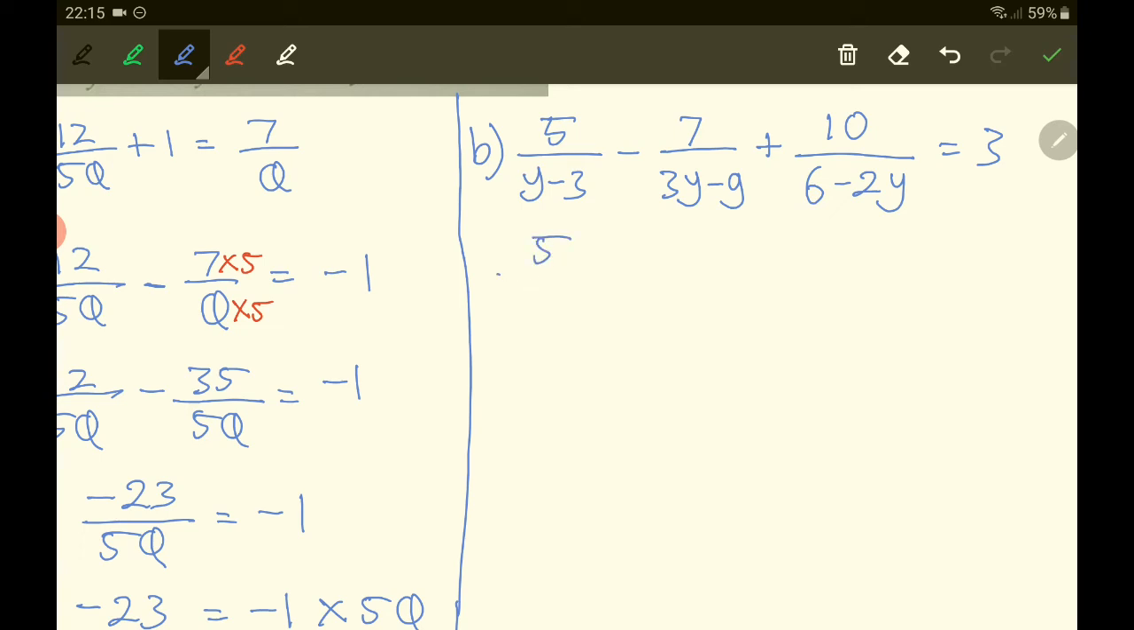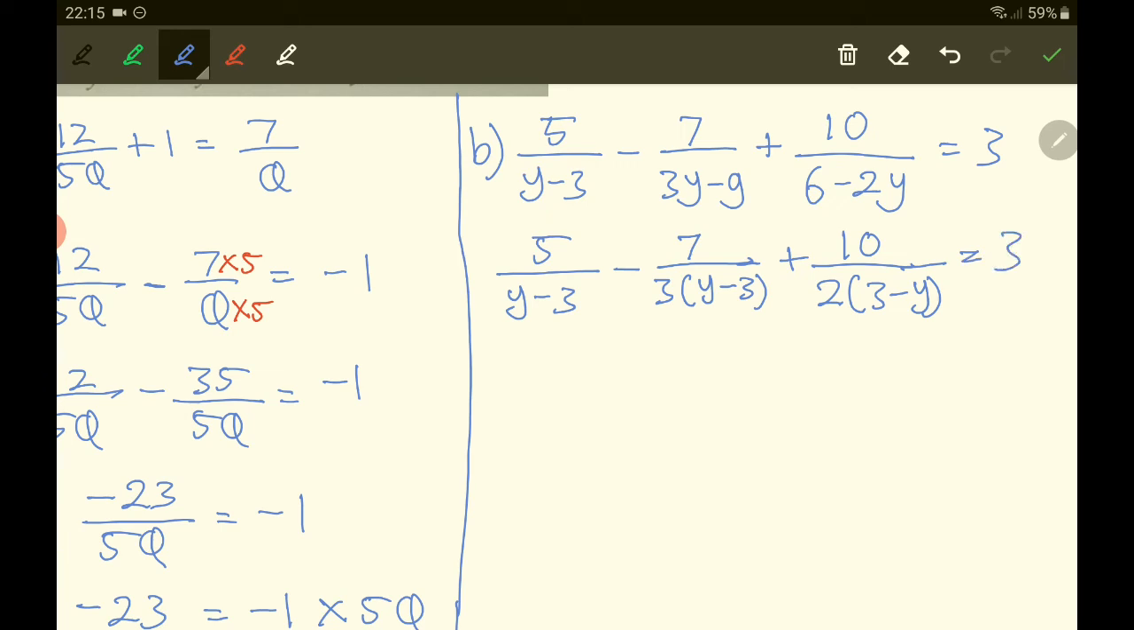So 5 over y minus 3 is already the simplest, so I cannot factorize anything here. And then 7 divided by 3y minus 9: I can pull out 3 and write y minus 3. Then plus 10 divided by 6 minus 2y: I can pull out 2, bracket 3 minus y, equal to 3. The denominator must be the same, so we have y minus 3, 3 times y minus 3, and the last part is 2 times 3 minus y.